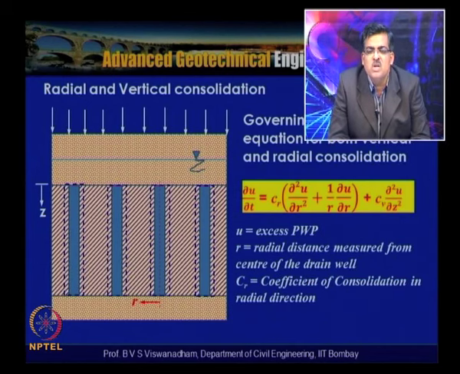In such situations, Ch also will be more than Cv. Because Ch is more than Cv, the permeability is actually more and Ch is also more. Because of that, it contributes to the rapid consolidation of the clay layer under consideration.